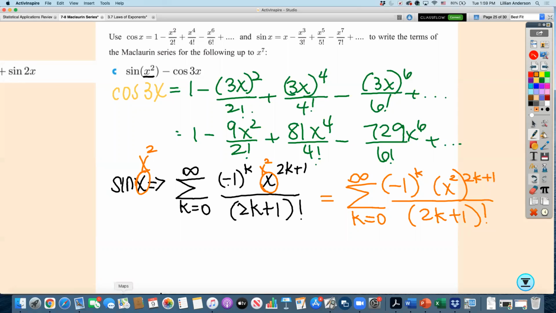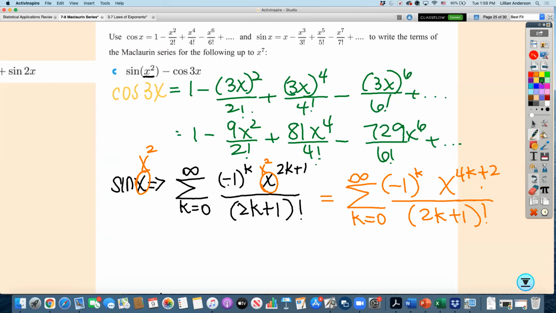And so how would I simplify that x squared raised to the 2k plus 1? 4k plus 2. Which means when I find the terms in my Maclaurin series, they're not going to be what I would get if I were to plug x squared in for each of the x's into the original series for sin x. It's actually going to be something completely different.